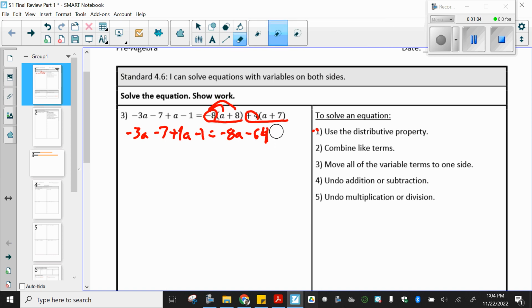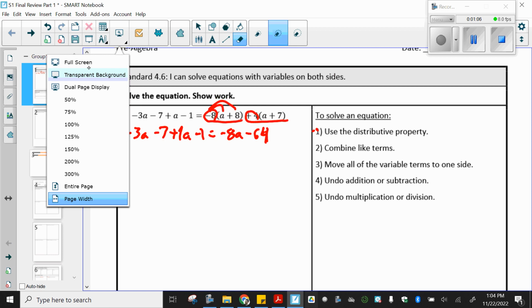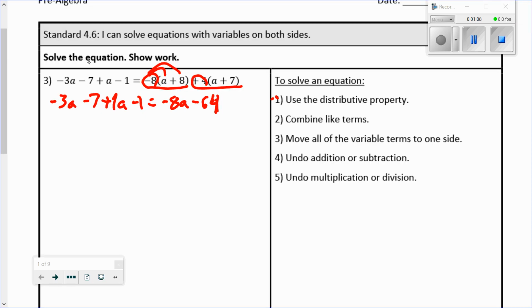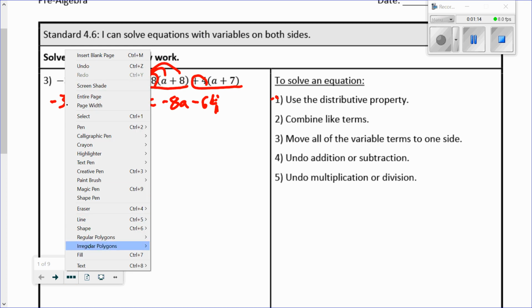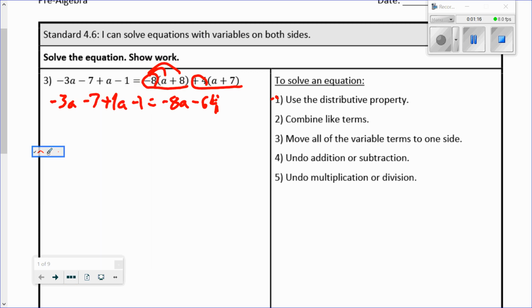Rewriting this is tough. Hold on one second. Let's make this bigger. So now we got plus 4, so plus 4a plus 28. Sorry guys, and red pen. Alright, we've done that one.